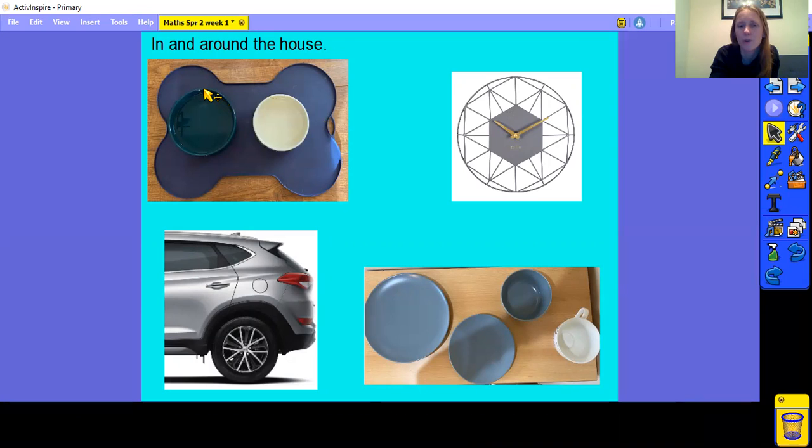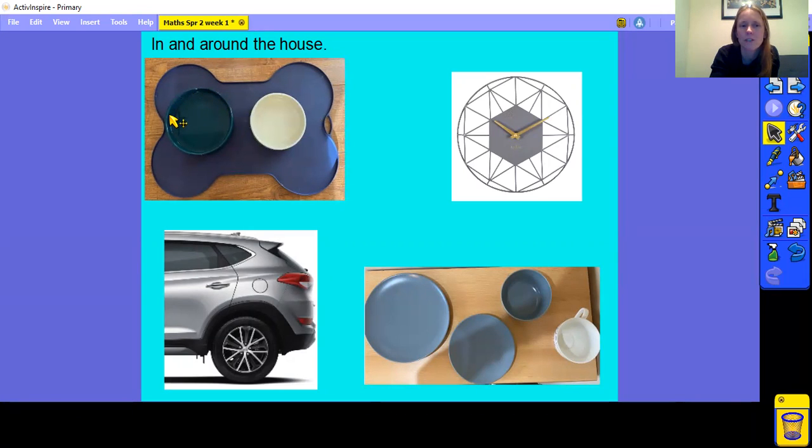Here is the water bowl. This has one curved side that goes all the way around, so it's another circle. Now, down here, you can see some plates, a bowl, and a cup. All of those have one curved side that goes all the way around. They are circle shapes too.